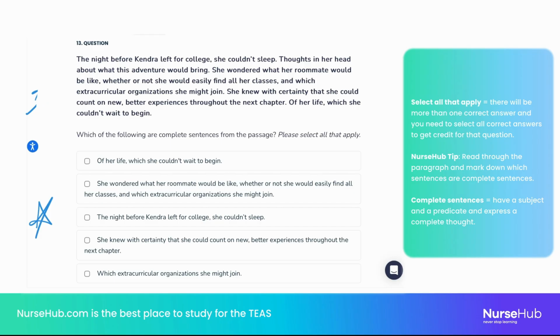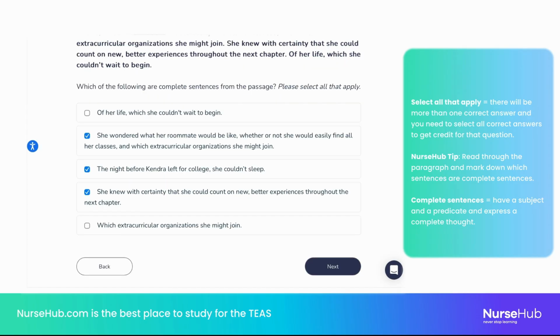So again, with these, you have to choose multiple, right? And really, you don't have a ton of time, so use your best instincts and use your resources. In this case, the sentence. So we have, she wondered what her roommate would be like. And I have for Kendra left for college. And she knew with certainty. There are our answers on that one.